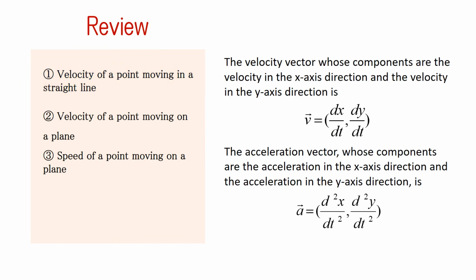The velocity vector, whose components are the velocity in the x-axis direction as well as the y-axis direction, is vector v equals (dx over dt, dy over dt). The acceleration vector, whose components are the acceleration in the x-axis direction as well as the y-axis direction, is vector a equals (d squared x over dt squared, d squared y over dt squared).